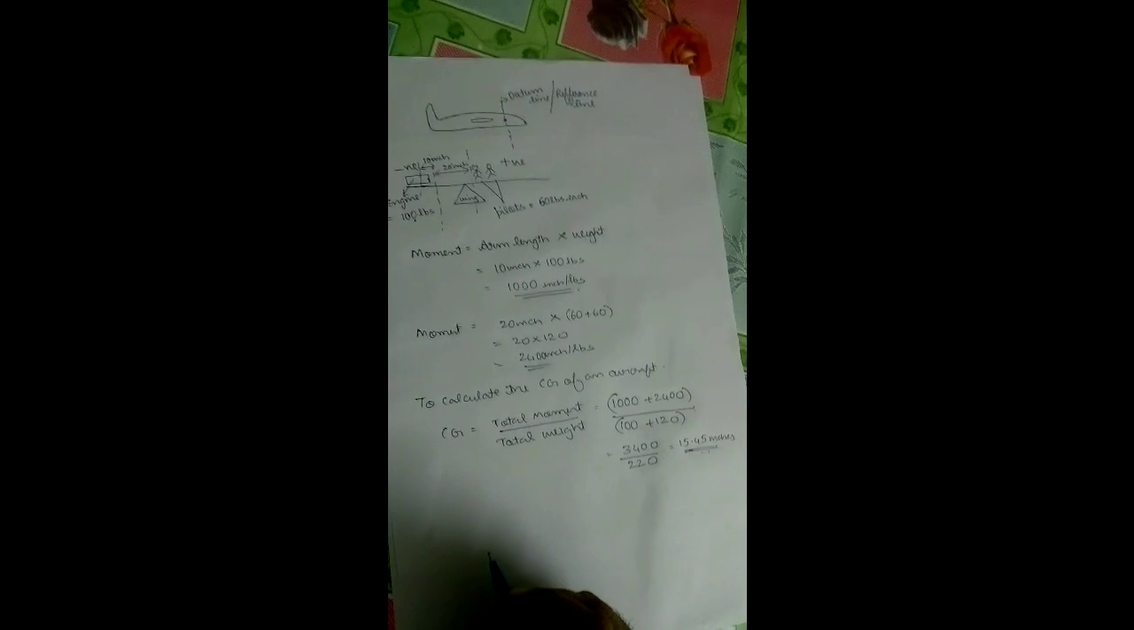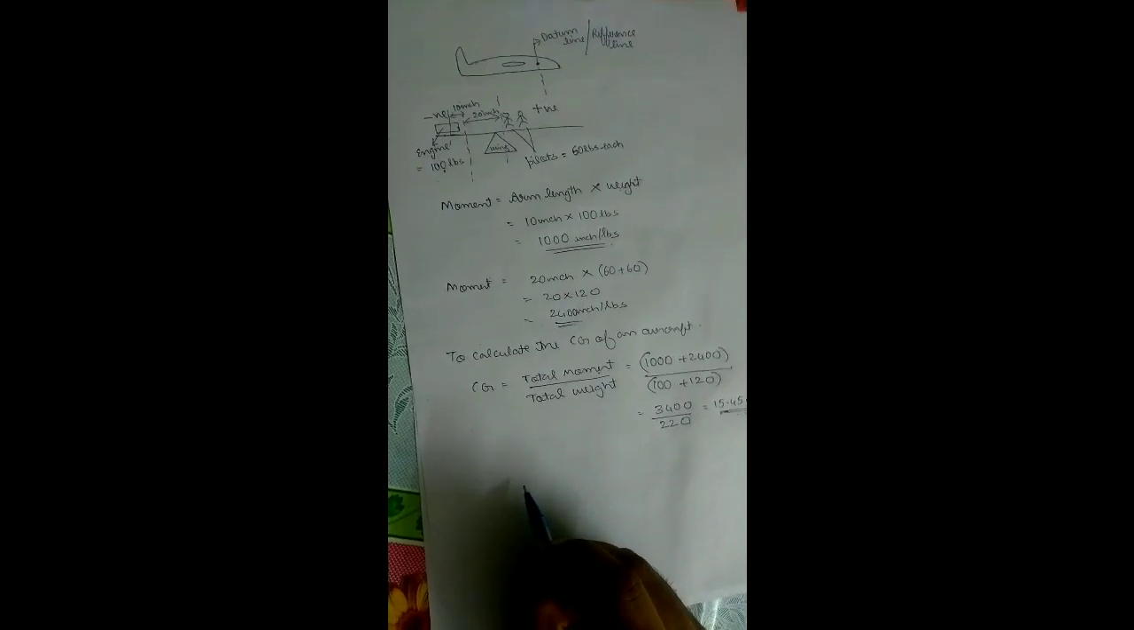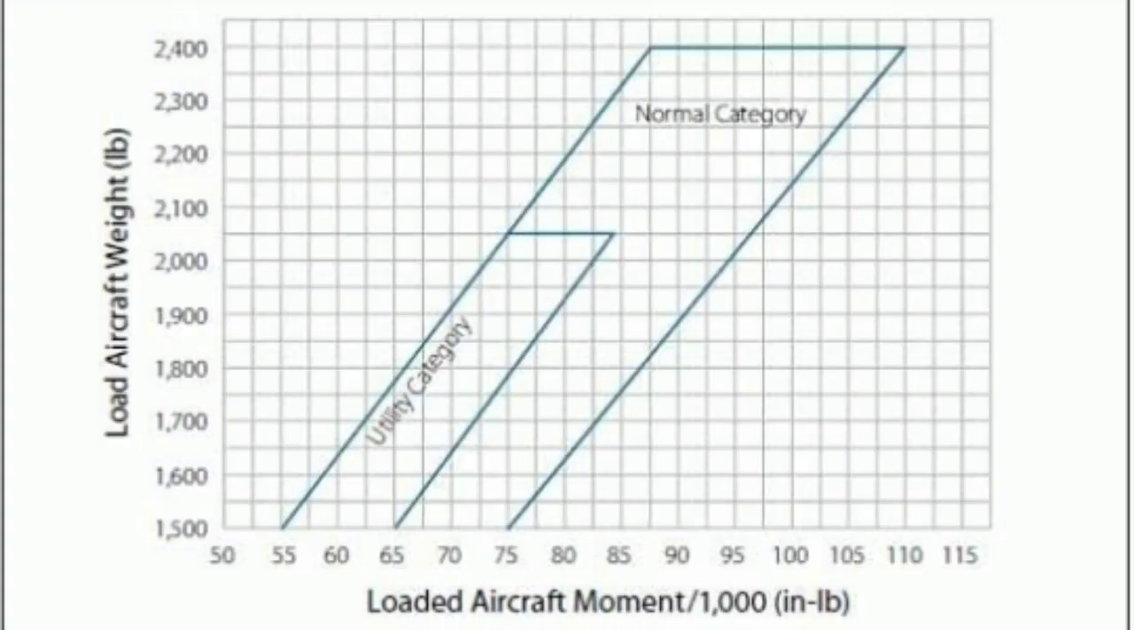And it is the duty of the pilot to check whether the answer lies within the permissible limit of the CG, and to check that it is done with the help of a graph. This is a chart which is normally used by the pilots, and this is a graph between the aircraft weight and the aircraft moment.